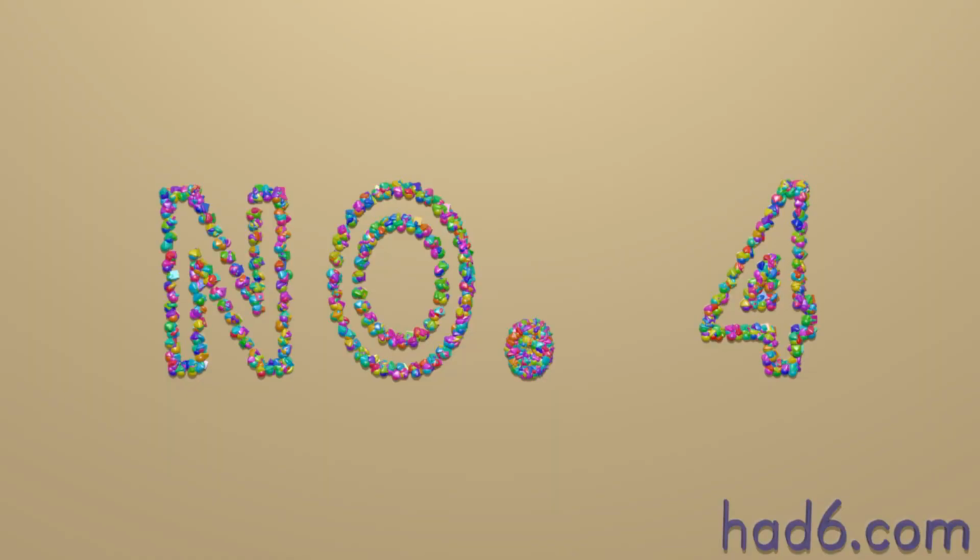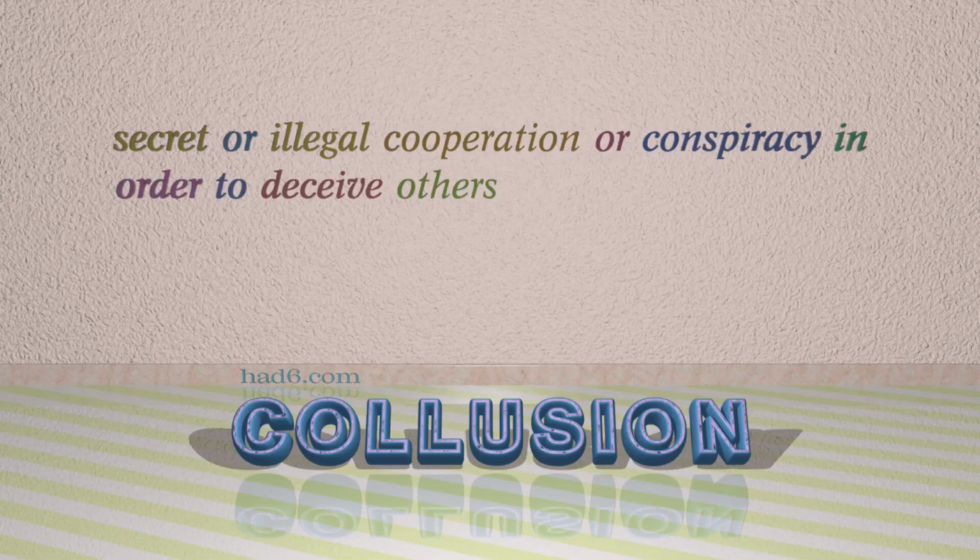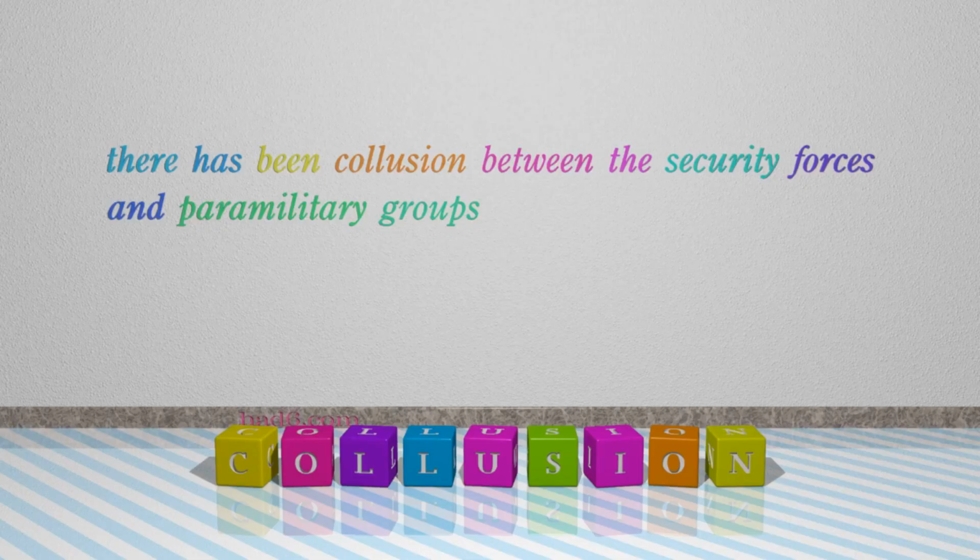Number 4. Collusion. Which means secret or illegal cooperation or conspiracy in order to deceive others. Collusion. For example, there has been collusion between the security forces and paramilitary groups.